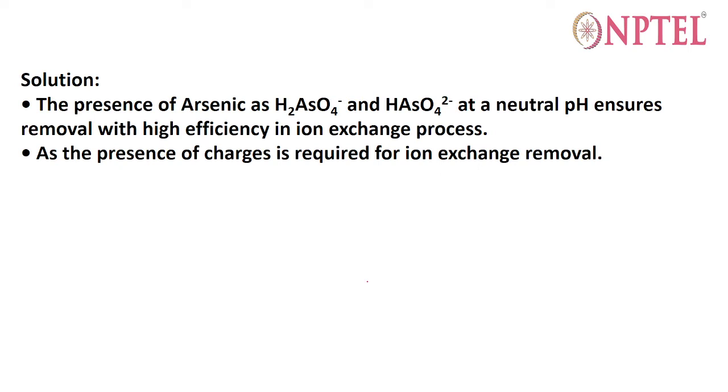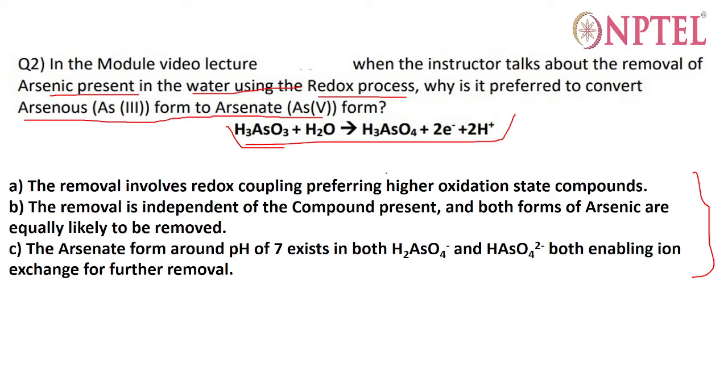So we'll go for the answer. The answer will be C. So we will try to explain what is the reason: the presence of arsenic in the form of H2AsO4 minus and HAsO4 2 minus at a neutral pH, that is 7. So it will ensure the removal of high efficiency in ion exchange process. So when you are going for the ion exchange process, the water should be at neutral pH, right? That's how we will be able to use that water.